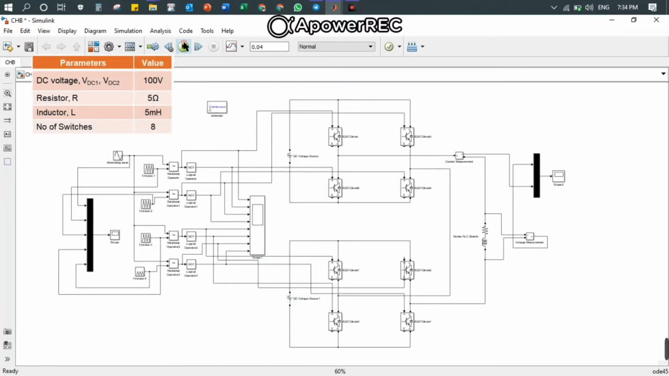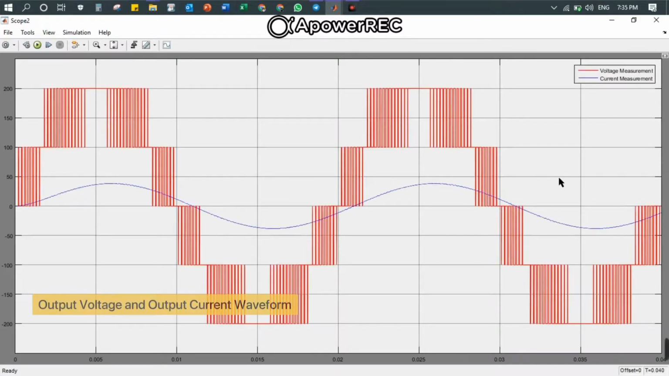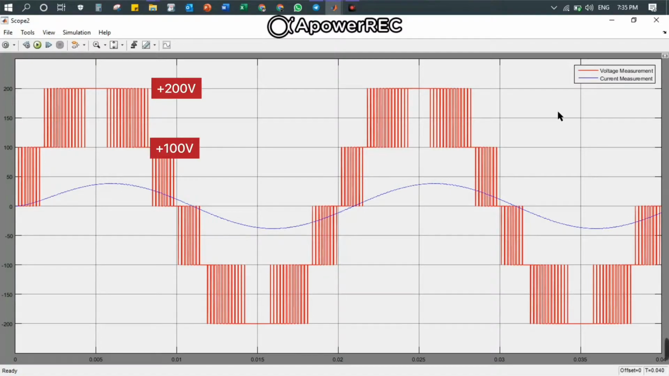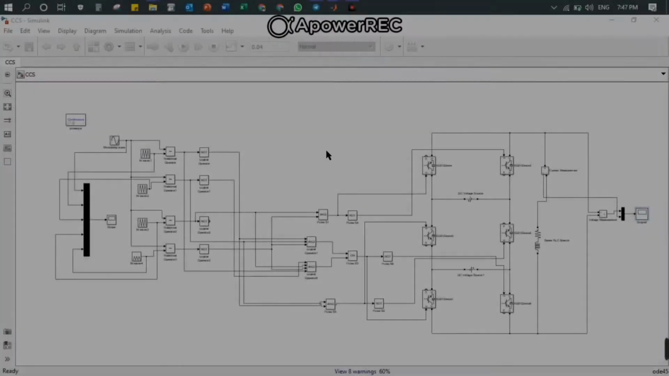We are using resistor and inductor as the load and IGBT diode block as the switch. To get the voltage measurement, we need to run the simulation, and here shows the output voltage and output current waveform. For the output voltage, here we can clearly see the 5 levels of voltage started with 200 volt, 100 volt, 0 volt, negative 100 volt and negative 200 volt. As shown, the THD value obtained for cascaded bridge is 26.7% with fundamental voltage equal to 200 volt.